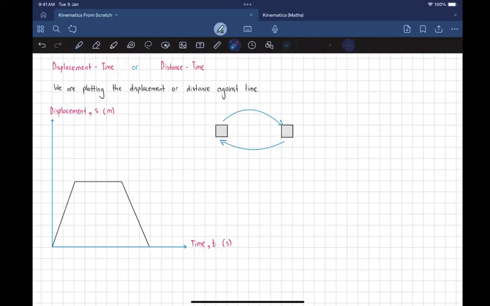And I could take this block and move it anywhere I want. I could either move it left or right, up or down. That has direction. So because it has direction, it can either be positive or negative. So I wouldn't call it distance again. I would call it displacement. I'm displacing it. So far you follow? Okay.